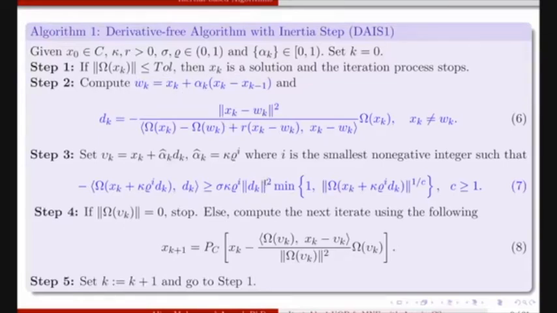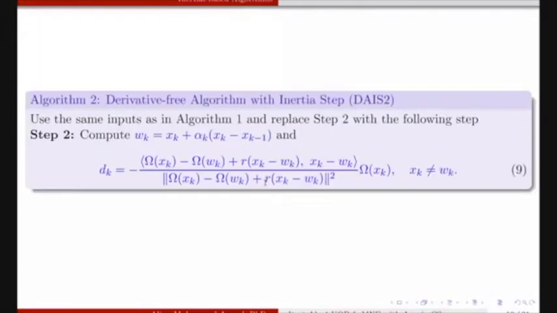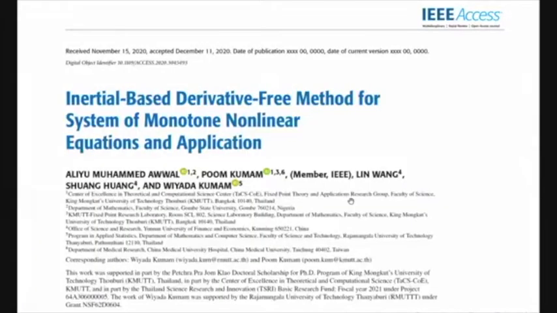Another algorithm, which is algorithm 2, is this. The difference between algorithm 1 and algorithm 2 lies in step 2, which is where we compute the search direction. If you look at the search direction given by equation 9 here, it also uses simply the difference between xk and the inertial point and their images. These two algorithms have been published in IEEE Access, I think last year.